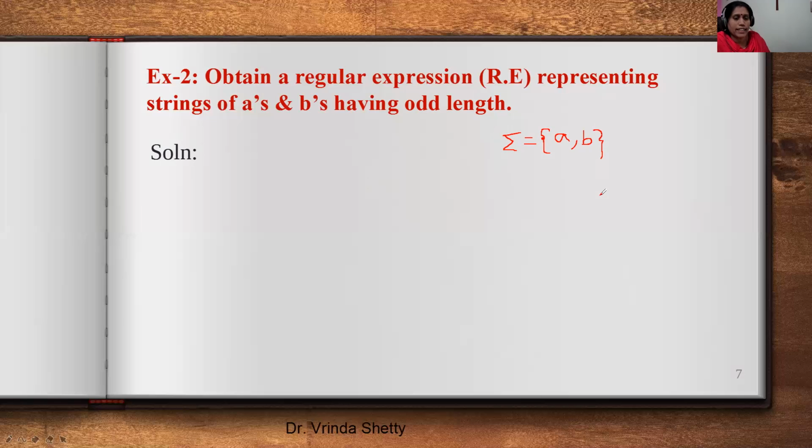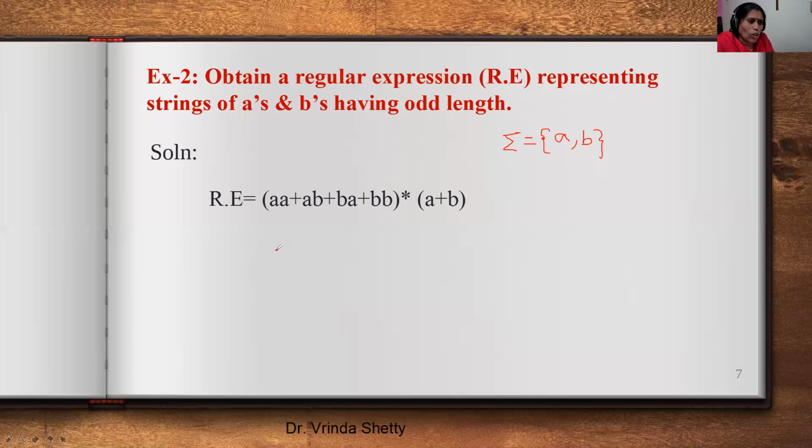Now, when it says odd length, how do we write this for odd length? What does the odd length indicate? What should be the string length? If it is odd, what should be the string length? Yes, the string length should be 1, 3, 5, 7, like that. So how do we write the regular expression for odd length?